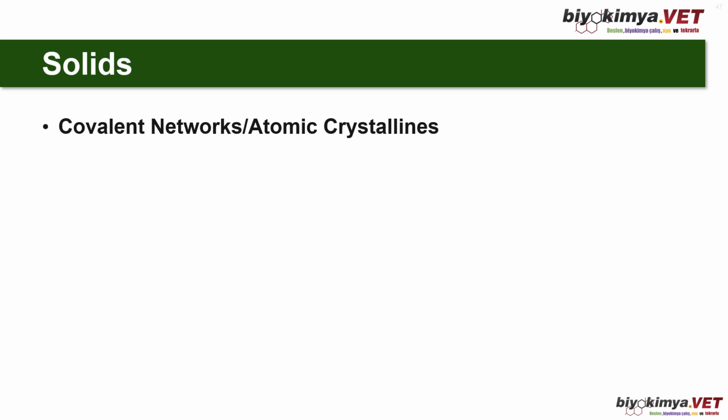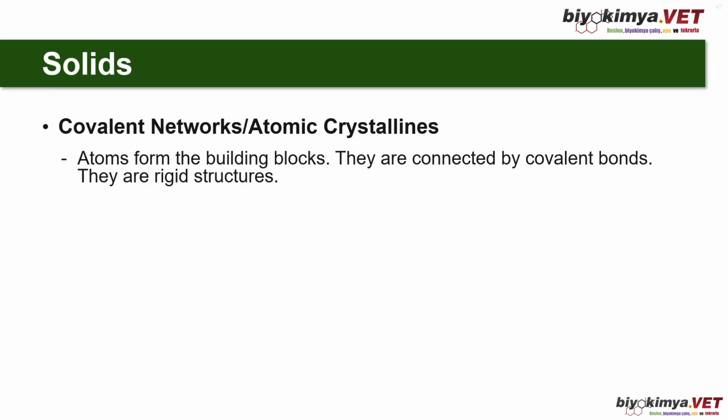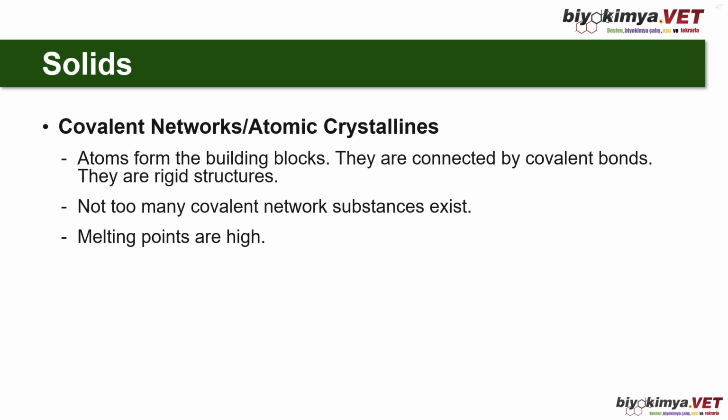Covalent networks, also referred to as atomic crystallines. The atoms form the building blocks. They are connected by covalent bonds. They are rigid structures. There are not too many covalent network substances, and their melting points are high.